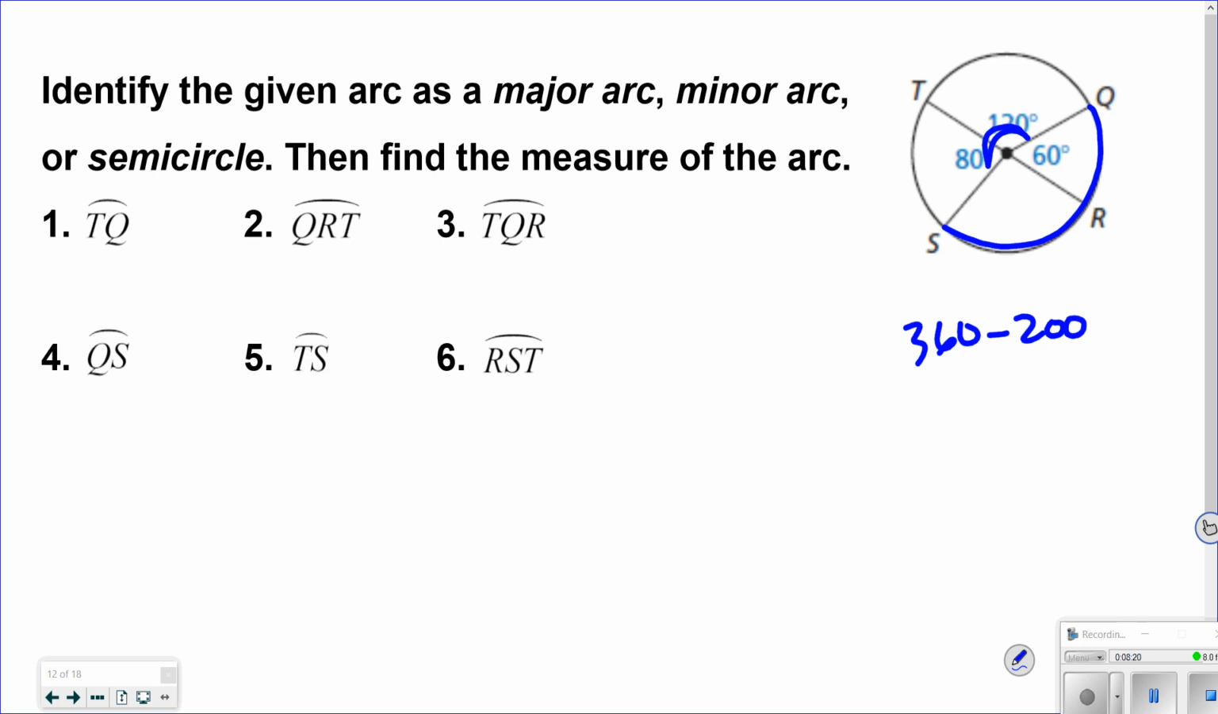And the last one, RST. Let's see, RST. That looks like a straight line. So that looks like a 180 degree angle right there. But if you're not sure, those two have to be 180. So you go 360 minus 180, you get 180 for the measure of RST. Okay. So make sure that makes sense to you.